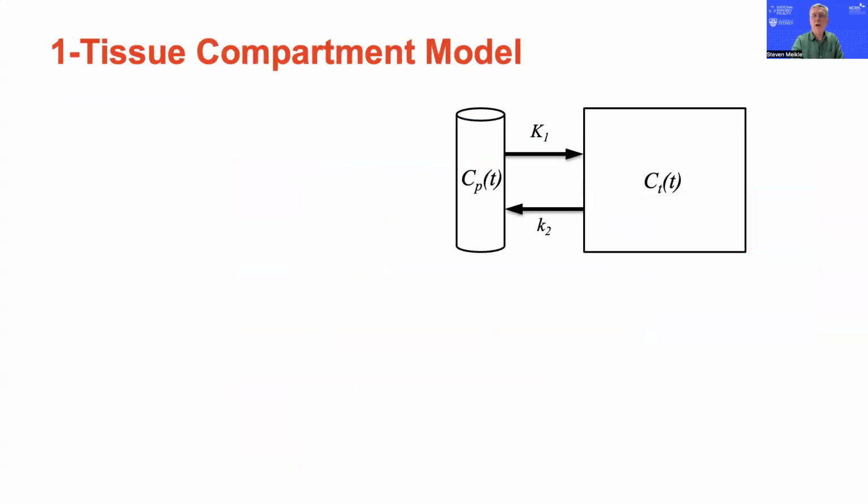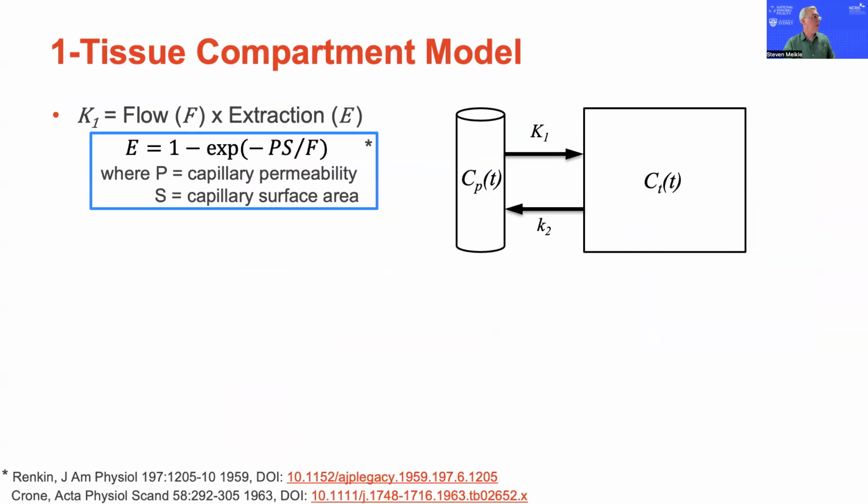All right, so I'm on the last slide before we get into the tutorial. We're going to start off with a one tissue compartment model in our tutorial, so let's have a closer look at that one. As I said, this one is often used to describe freely diffusible tracers. And in this model, the rate constant K1 is equal to flow times the extraction fraction.